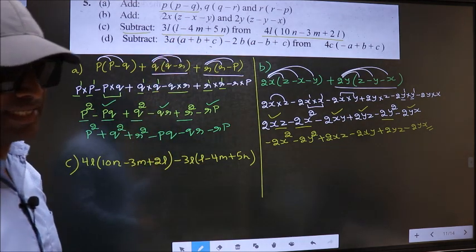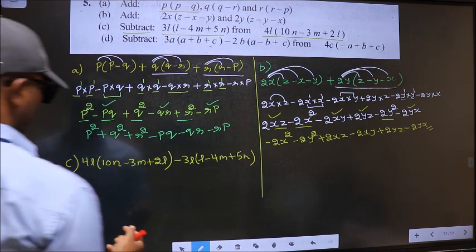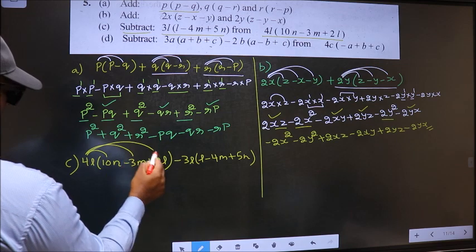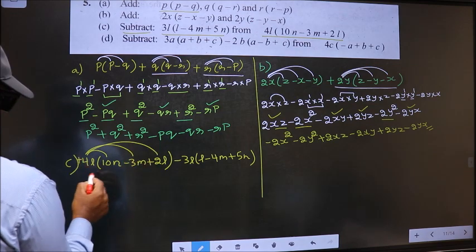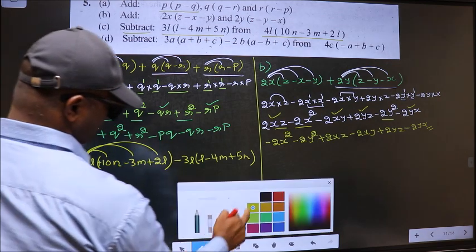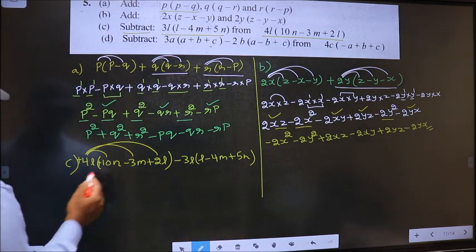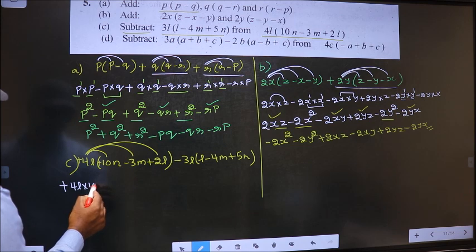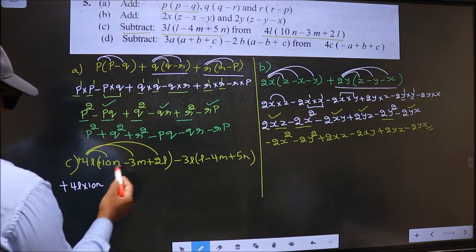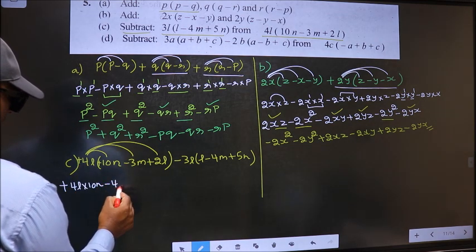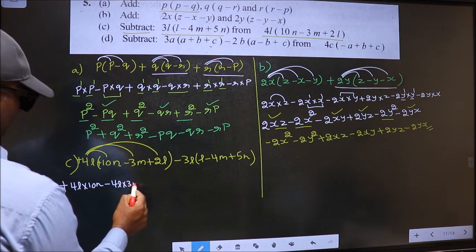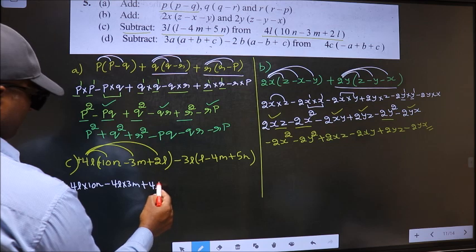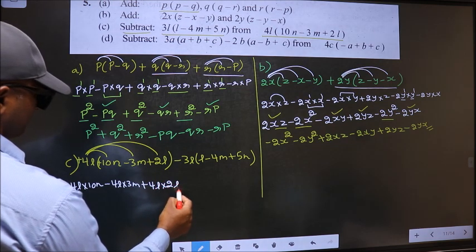Okay, next. Now we should open up the brackets in this way. Here it is plus, here also plus. So plus into plus, plus 4L into 10n. Now plus into minus, minus 4L into 3m. Plus into plus, plus 4L into 2L.